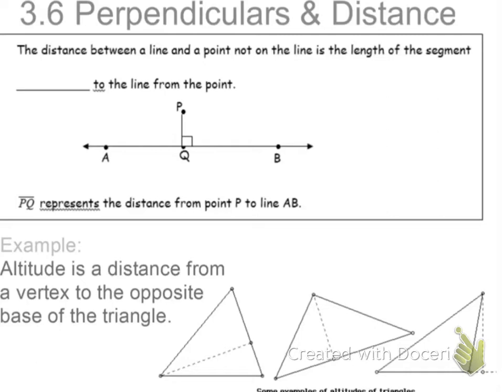So this says the distance between a line. Okay, so look at this line here, line AB. The distance between that line and a point not on the line. Okay, so here's point P, so it's not on the line. The distance between those two things is going to be the length of the segment that is perpendicular to the line. So this blank is perpendicular.